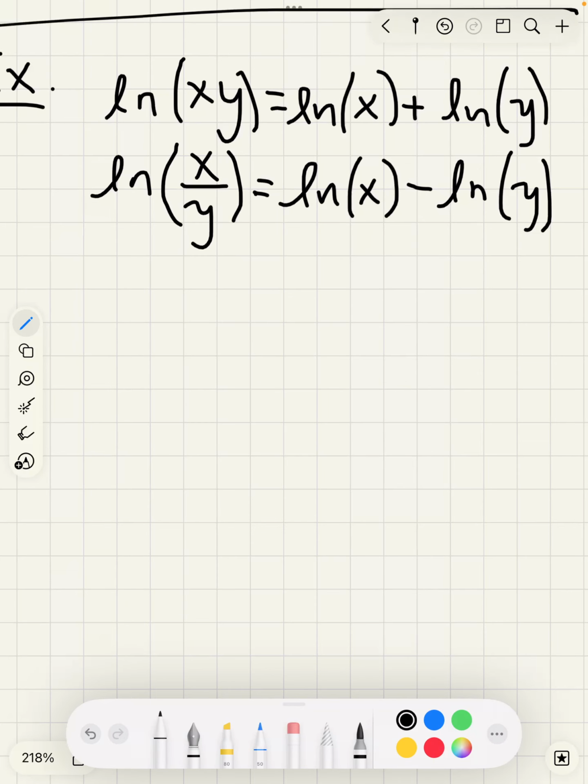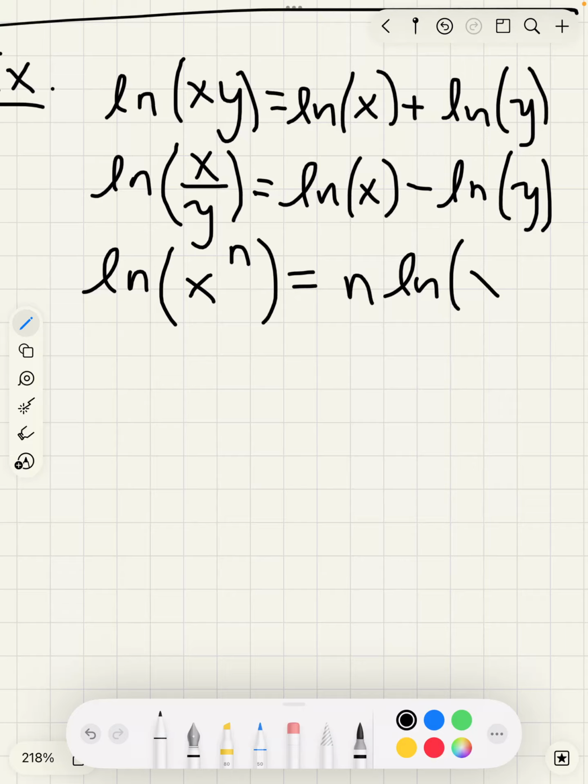And the last log property I want to talk about is if I take the log, and again it can be any base, of something that's raised to a power, I can write that as the power multiplied by the log with the same base of that base. So natural log of x to the n can be written as n times the natural log of x. And that last one is a property that you use basically every time you do logarithmic differentiation.